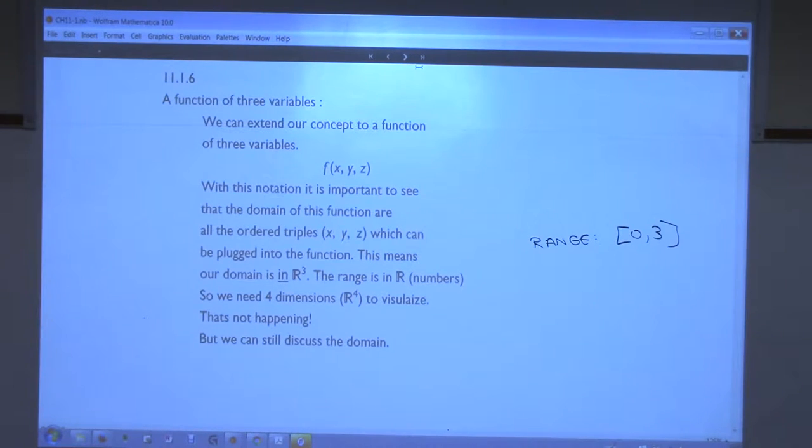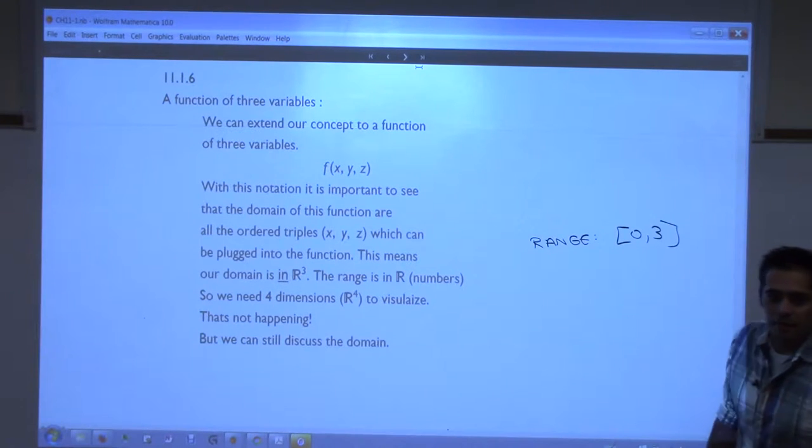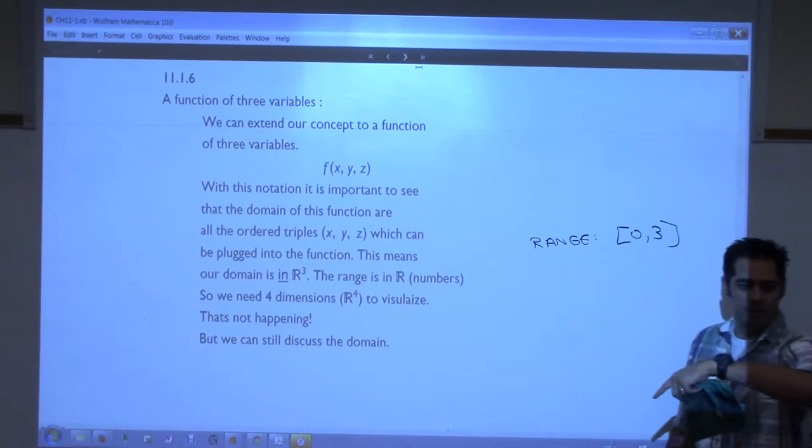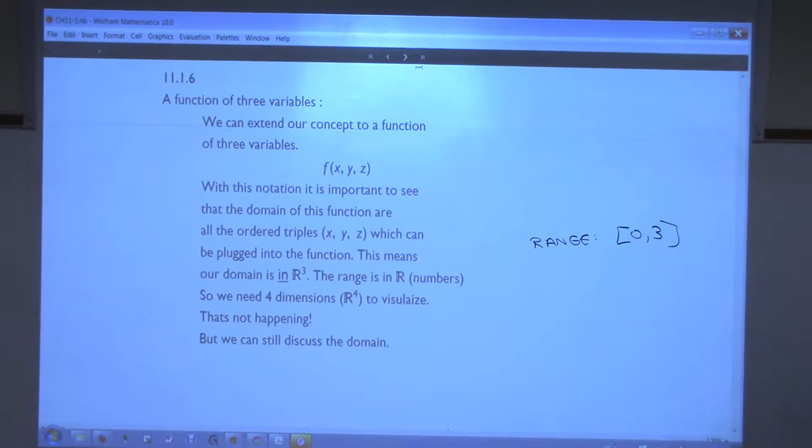Now, that's when we have a function of two variables, right? Function of two variables, the input lives where? Function of two variables, input lives in R2. In R2, output is just a number, right? Yes?